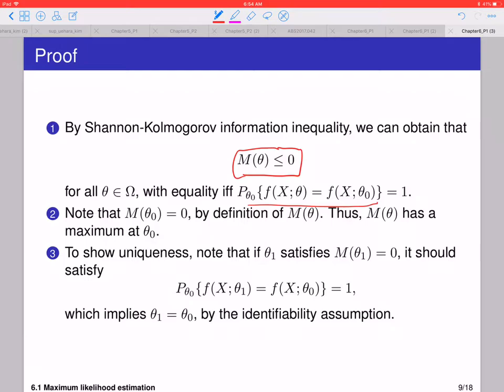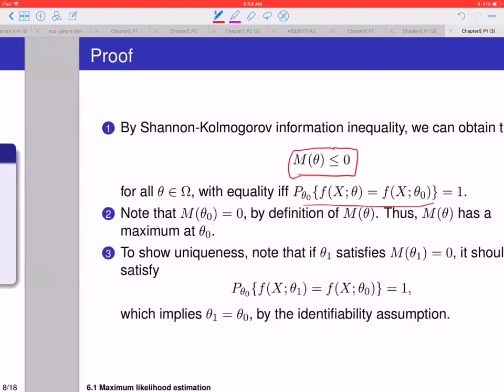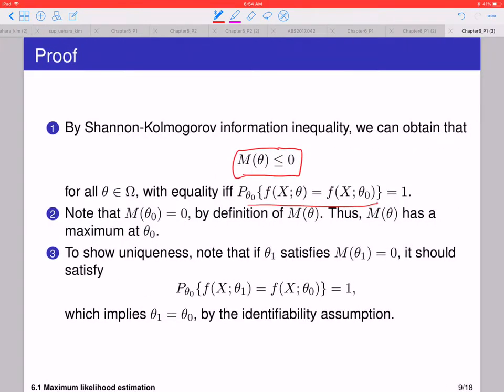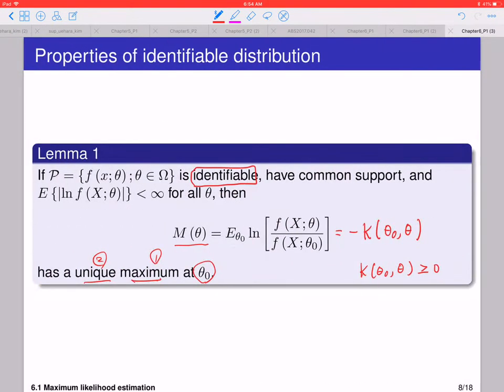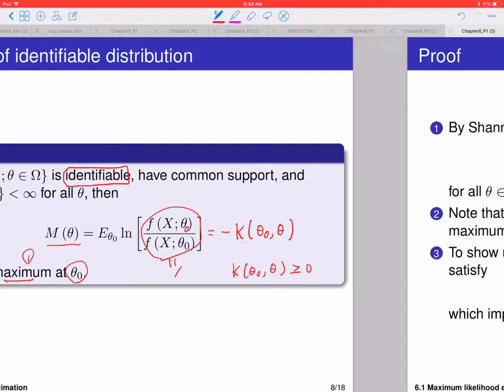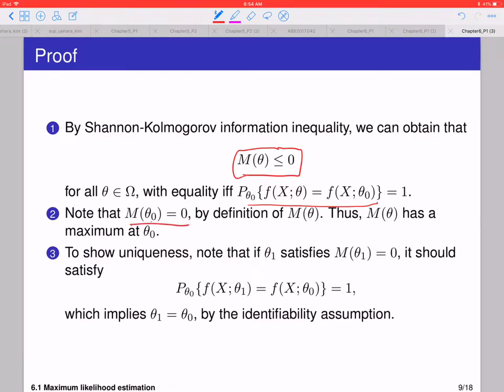So next, m zeta null. If you plug in zeta null here, then this one is 1, right? So then log 1 is 0. So that's why we have 0. So combining these two, we can see that m zeta has a maximum at zeta null.